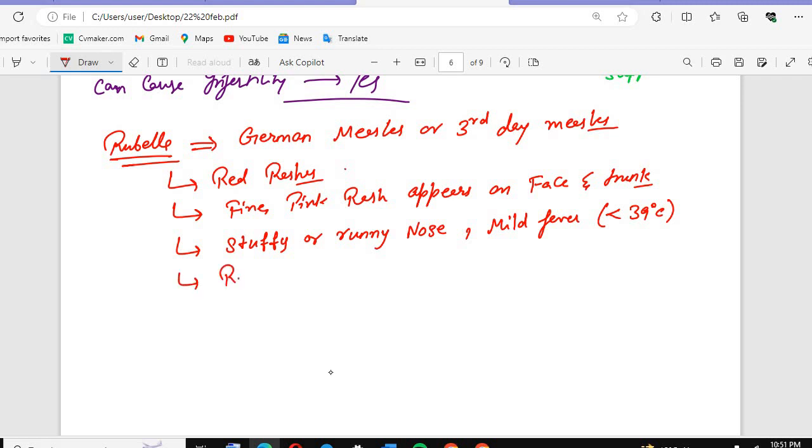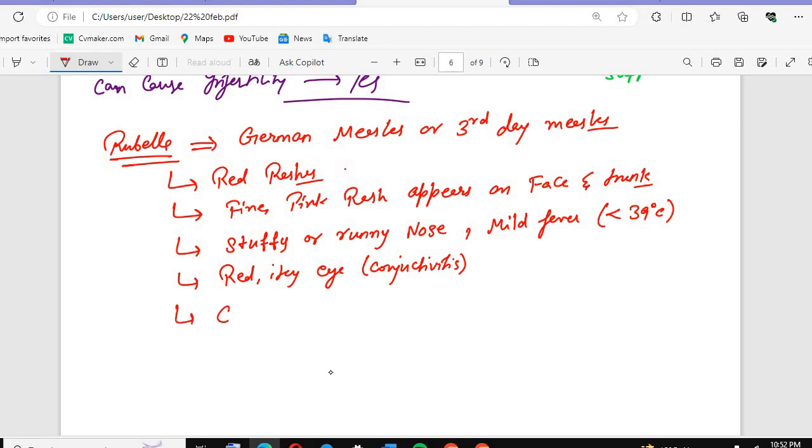There will be red itchy eyes, and that is called conjunctivitis. So if there is cough, coryza, conjunctivitis, that is measles. But if it is coryza or conjunctivitis along with red rashes on the skin, face or trunk, we call this rubella, because rubella is also German measles. So some features of measles will come.